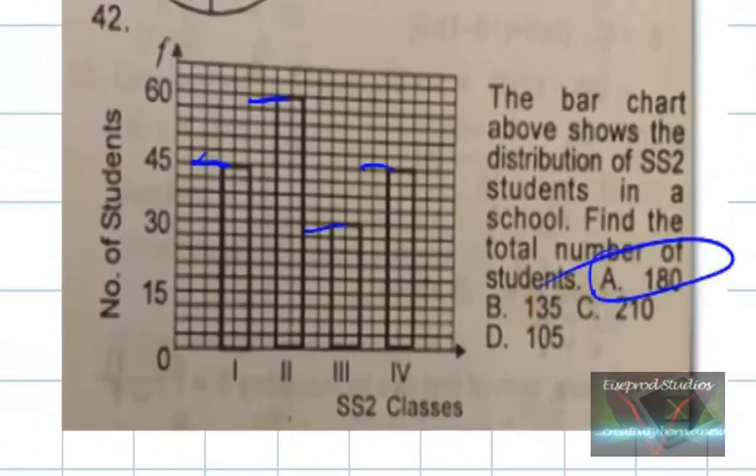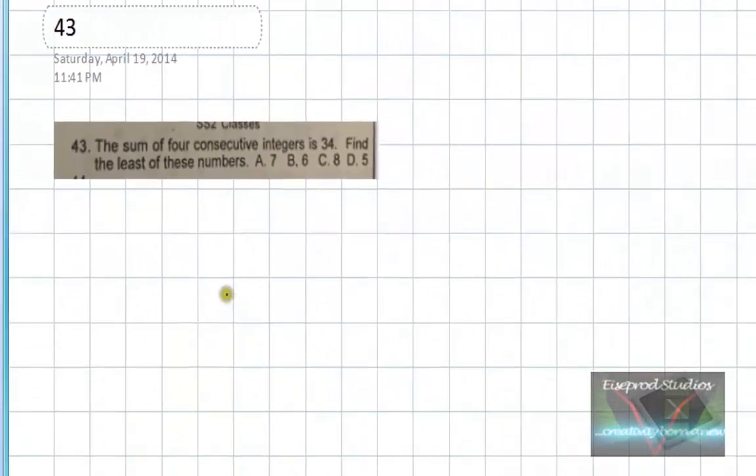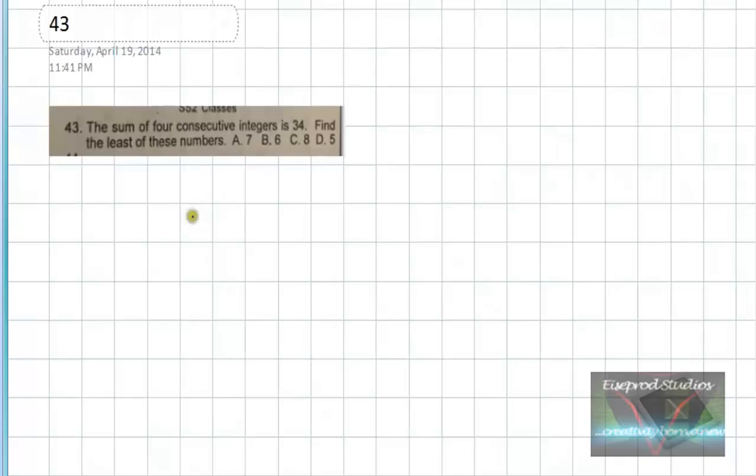That's your answer. Question 43 tells us that the sum of 4 consecutive integers is 34. Find the least of these numbers. When they say integers, they mean whole numbers, so that makes it easier for us. And they're consecutive, meaning that they happen one right after the other. So if you think about it, let's say I took the numbers 2, 3, 4, and 5. It's true that these are consecutive, and also true that each one of these increases by 1.